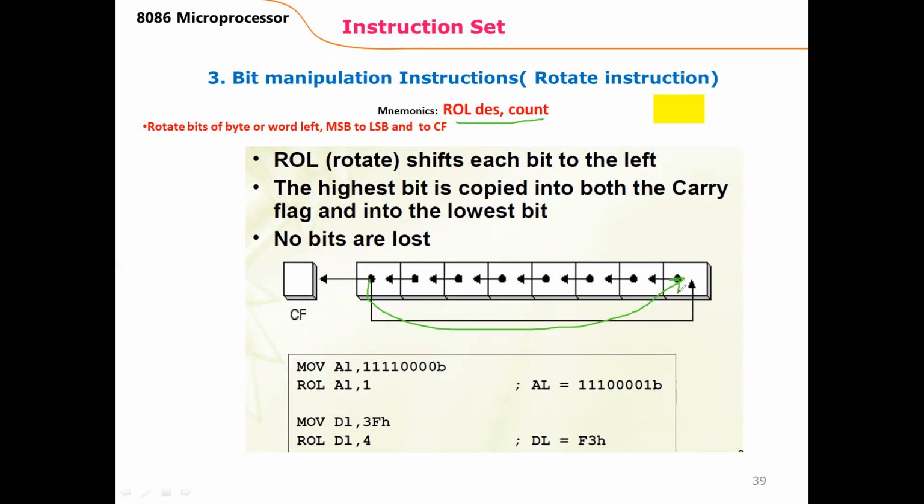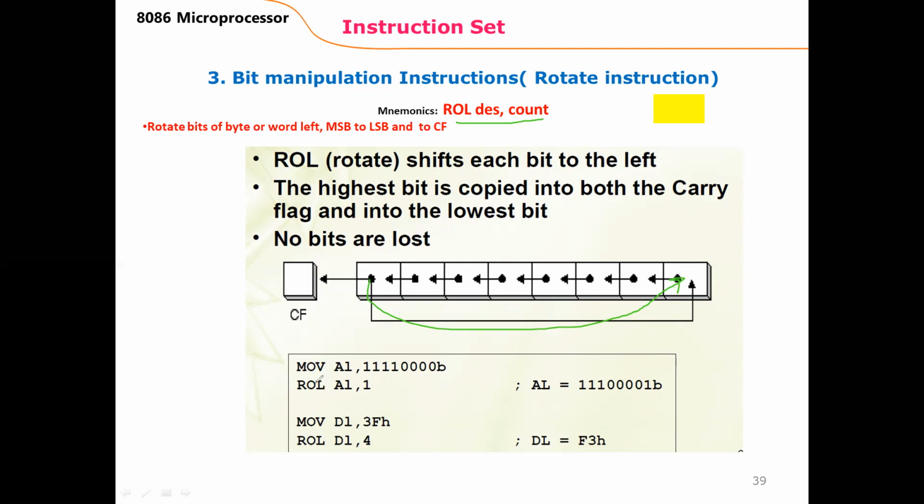While in another case of rotate instruction, the rotate is performed through carry. This is without carry. ROL is without carry. This we need to take care of. ROL means without carry. Rotate bits of byte or word. It rotates in the left direction, means MSB to LSB will be filled.